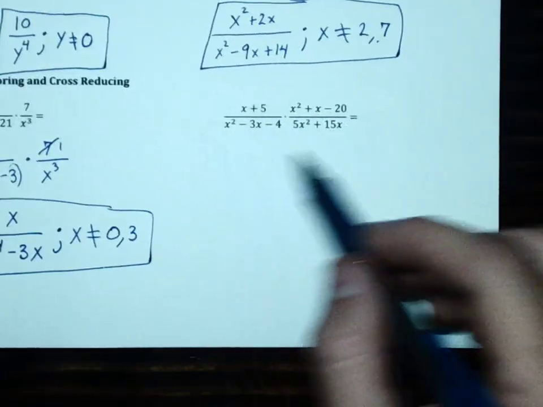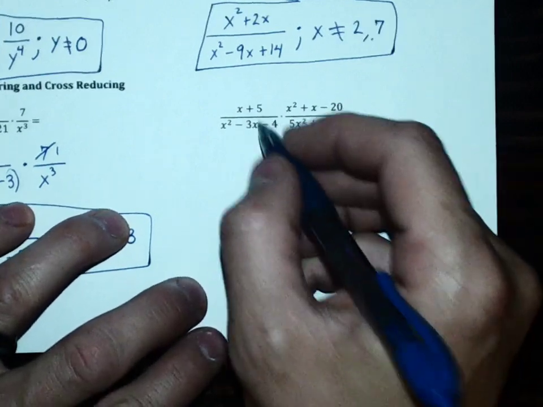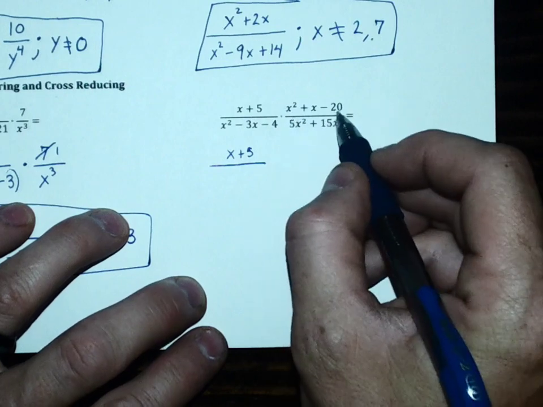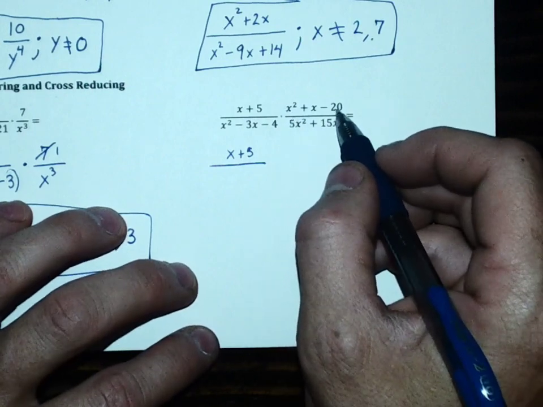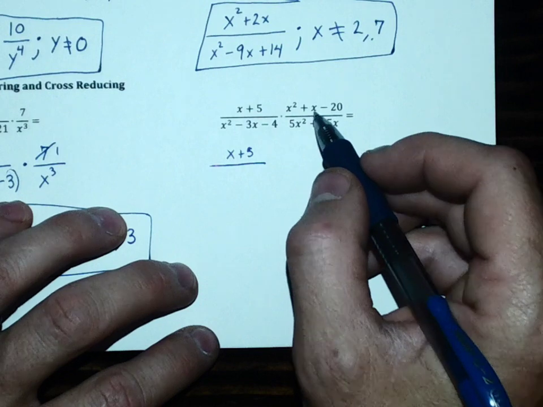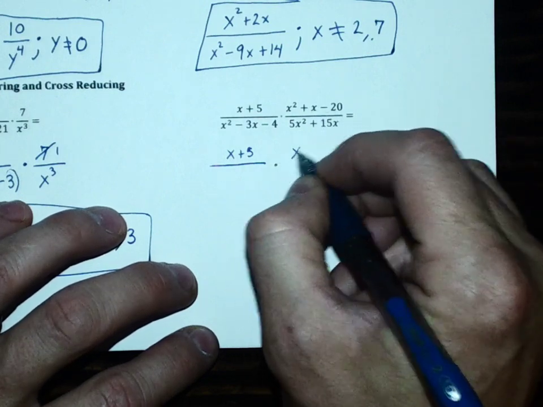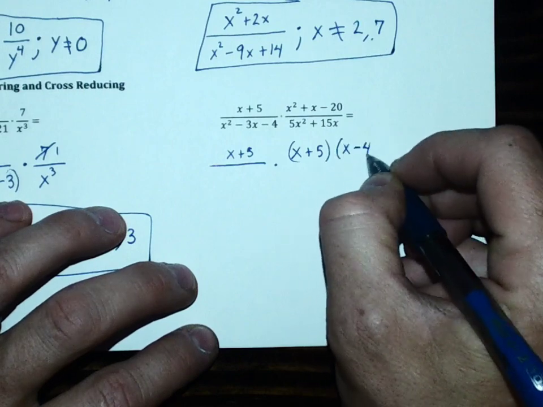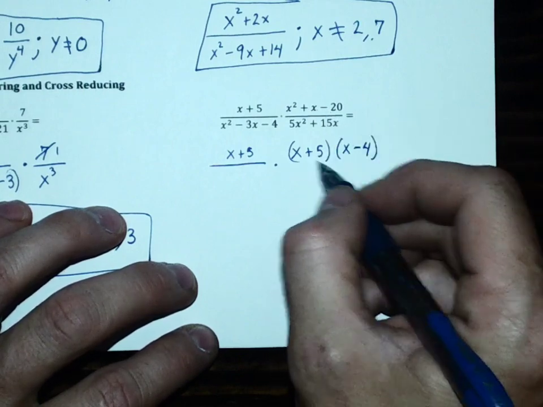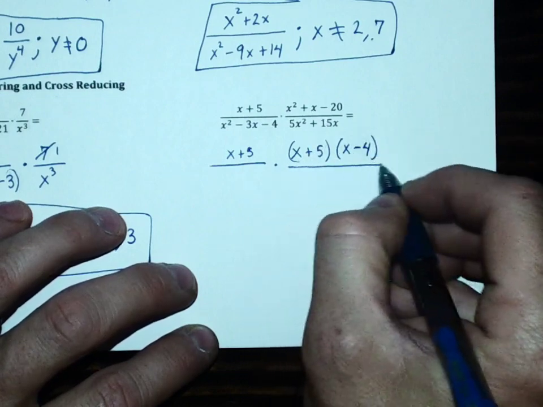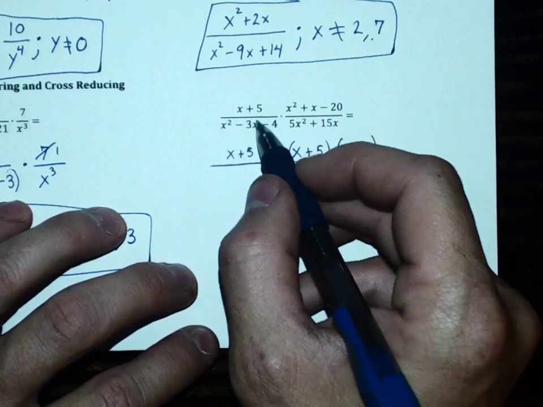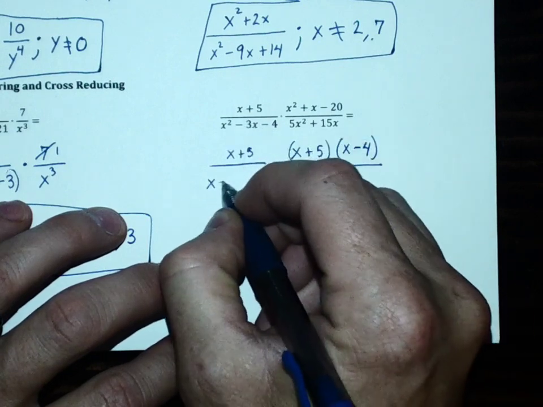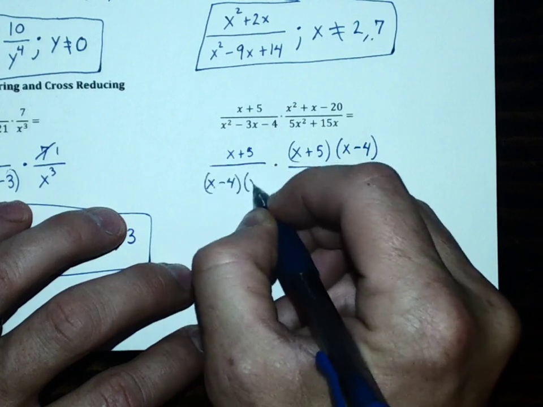A lot more factoring going on here. Okay, we have x plus 5, that doesn't factor. However, over here, what multiplies to a negative 20 but adds to a positive 1? Positive 5 and negative 4. That makes a negative 20. It adds to positive 1. Go to this one. What multiplies to a negative 4 but adds to a negative 3? A negative 4 and a positive 1.